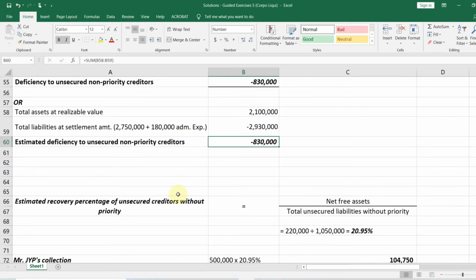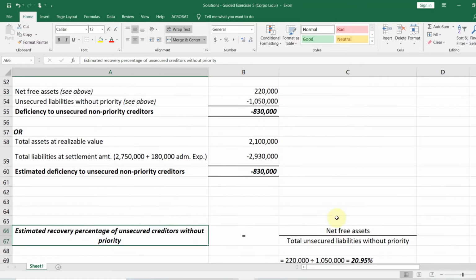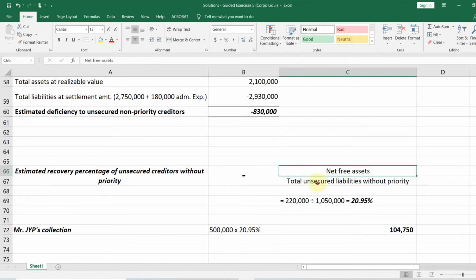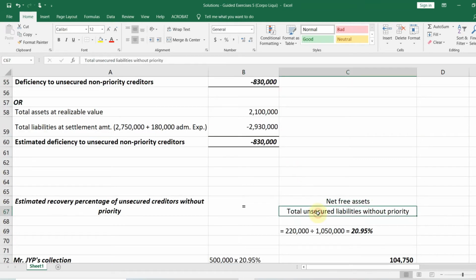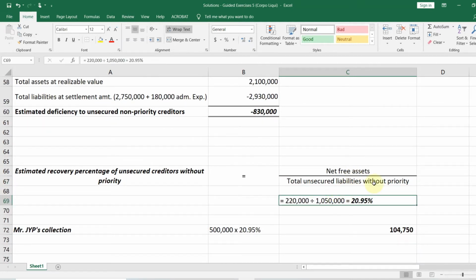Now, we can compute for, kanina pa natin pwedeng computein, okay, the estimated recovery percentage of unsecured creditors without priority. So, meron ka ng clue how to compute for deficiency. Bakit? Ito, net free assets and the total unsecured liabilities without priority. Yun lang naman ang ginamit natin din for the computation. Now, we are looking at the percentage. Okay, you just use the formula, net free assets divided by total unsecured liabilities without priority. That's 220,000 divided by 1050,000, you'll get 20.95%. Okay? So, kung kukunin mo yung estimated deficiency, you just have to deduct, or sum. If you're going to get the percentage, you just divide. Okay, so ganon, yun yung clue dyan.